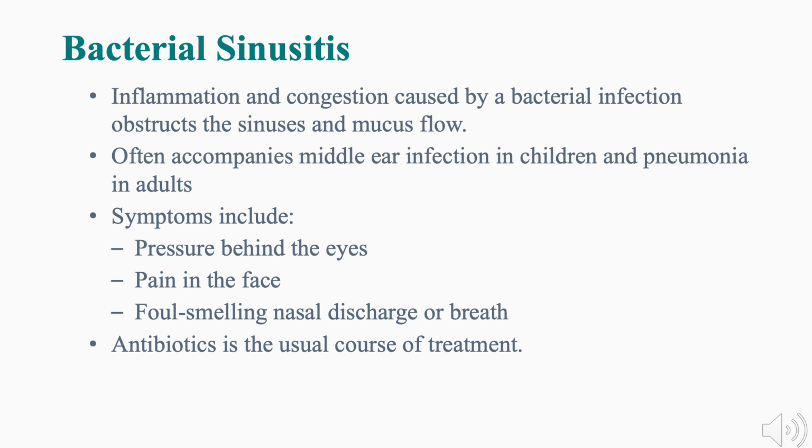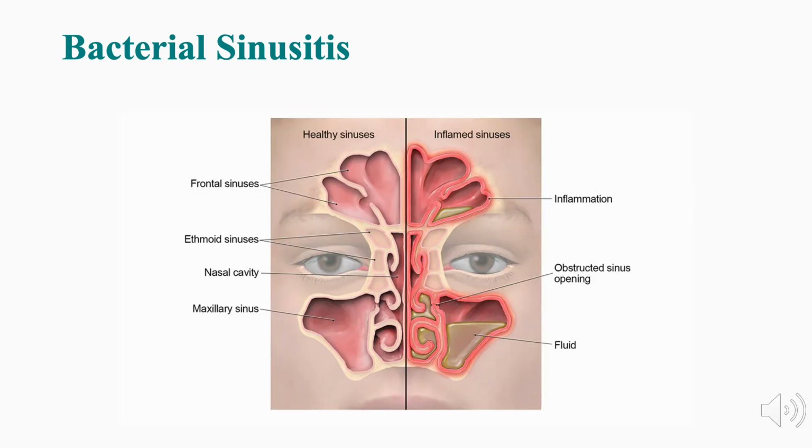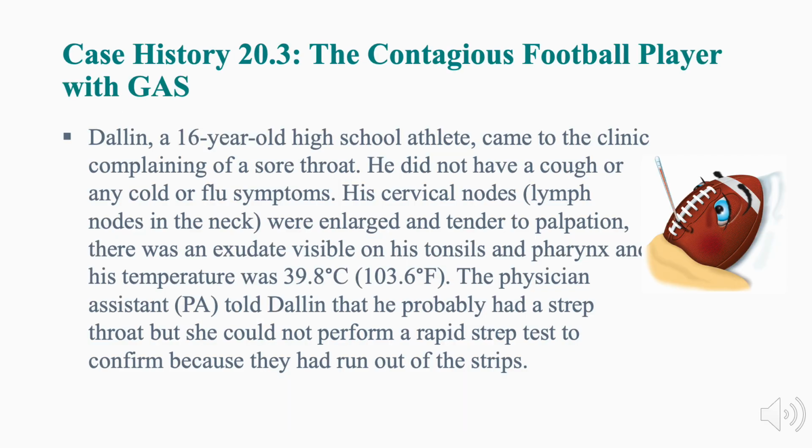Symptoms of bacterial sinusitis include pressure behind the eyes, pain in the face, and foul-smelling nasal discharge or breath. The usual course of treatment for bacterial sinusitis is antibiotics. This image from the CDC shows healthy paranasal sinuses compared to paranasal sinuses infected with bacterial sinusitis. As we can see, the infected sinuses are filled with mucus, and the tissue surrounding the sinuses is red and inflamed.